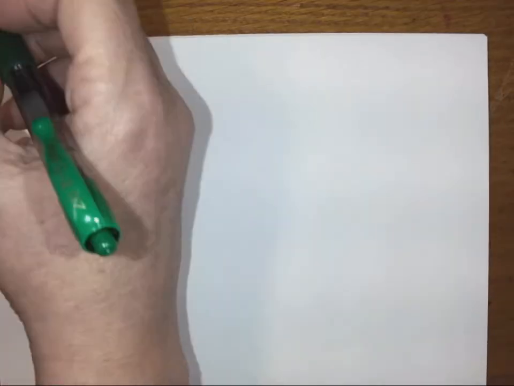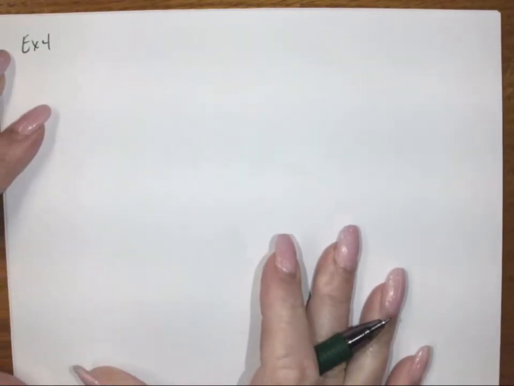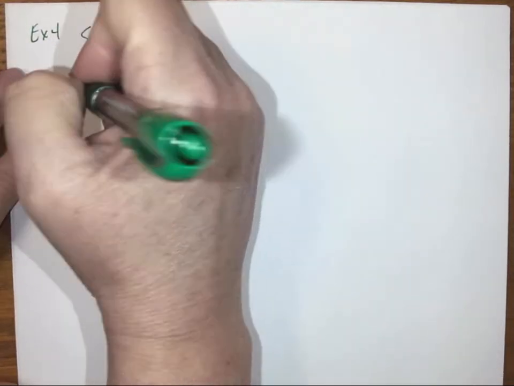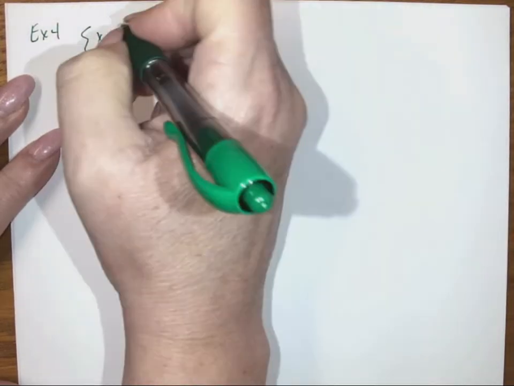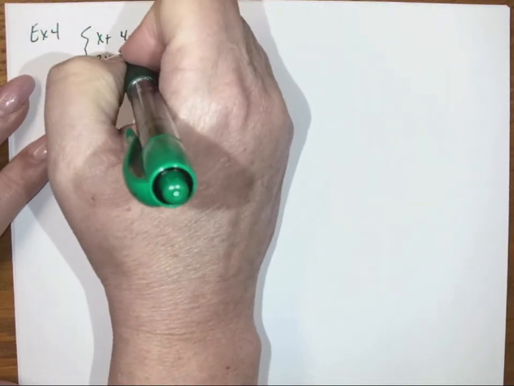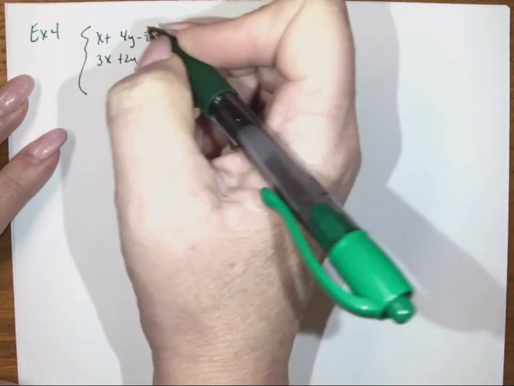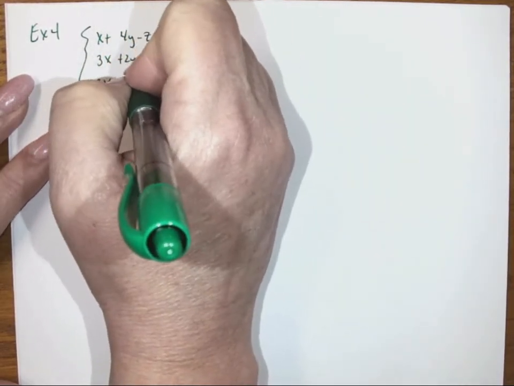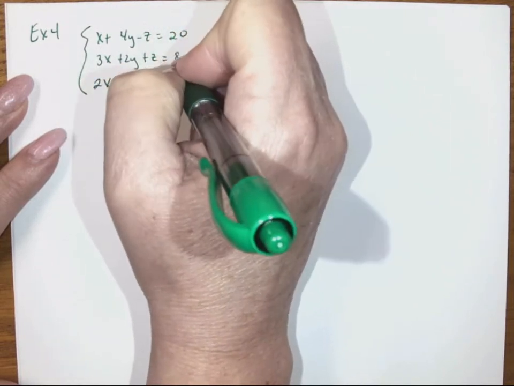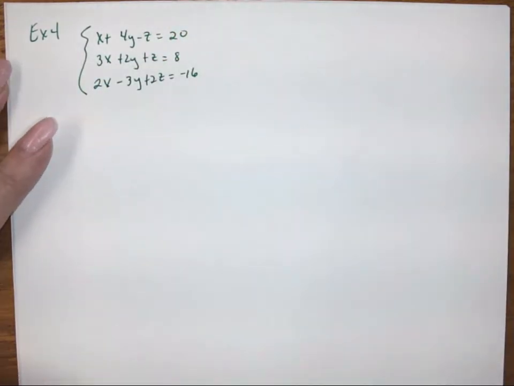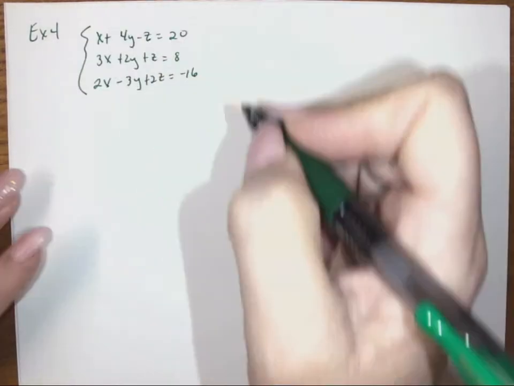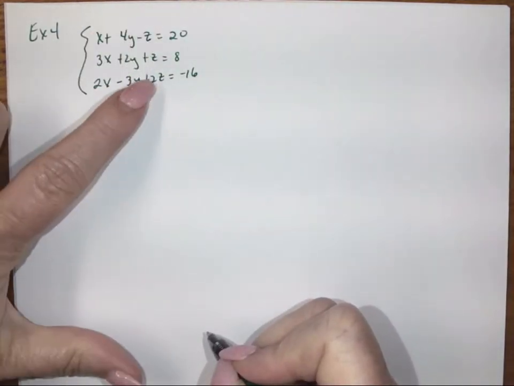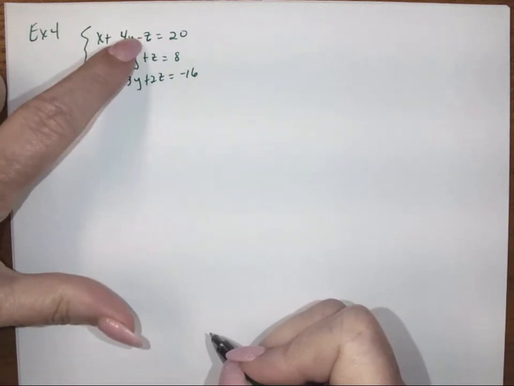So for example 4, we have another system. So we have x plus 4y minus z is equal to 20. 3x plus 2y plus z is equal to 8. 2x minus 3y plus 2z is equal to negative 16. So I'm doing the same thing here. I've got to figure out what I want to cancel. So I think my z's are probably easiest to cancel. I have a 1z, a 1z, and a 2z. And this one actually is negative, so that will be useful.